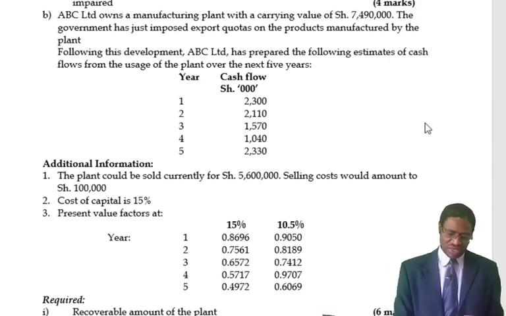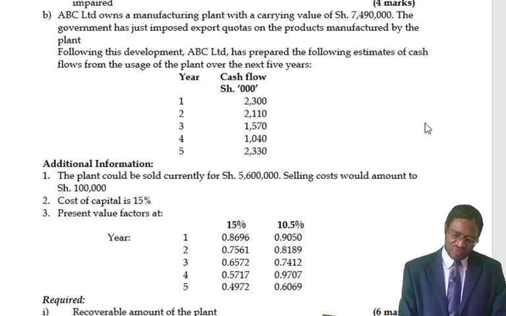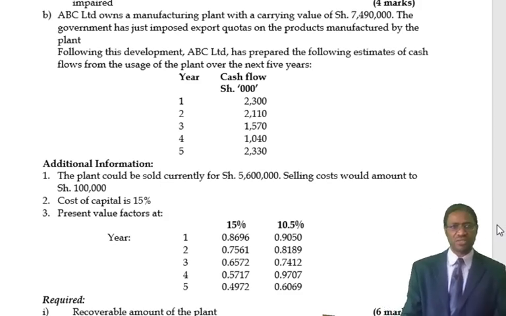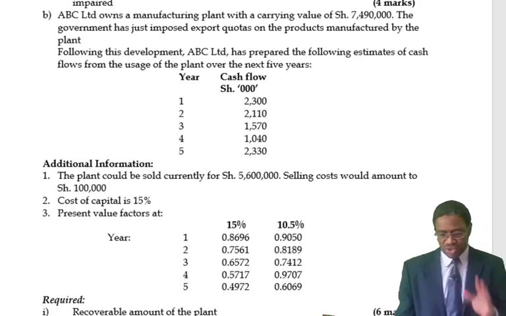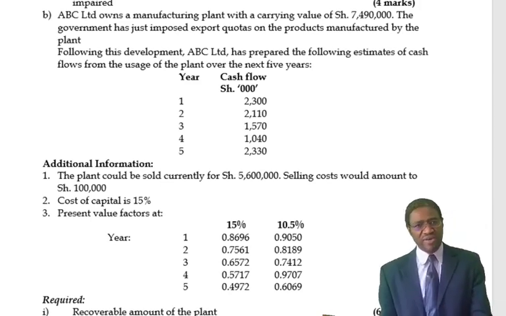So we are answering question 2 now. We see the carrying amount of the plant is 7,490,000. We have seen the recoverable amount of the plant is 6,380,299. So the question is, has it suffered? The answer is yes. And so let's now compute the impairment loss.